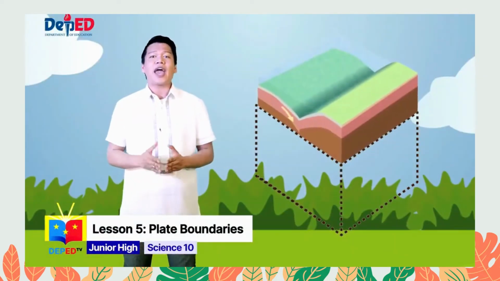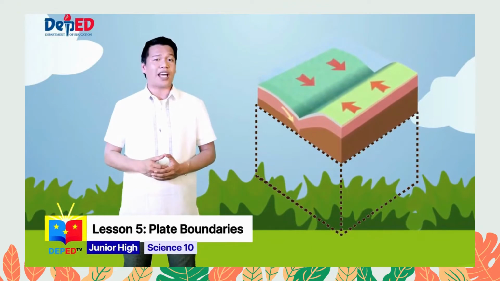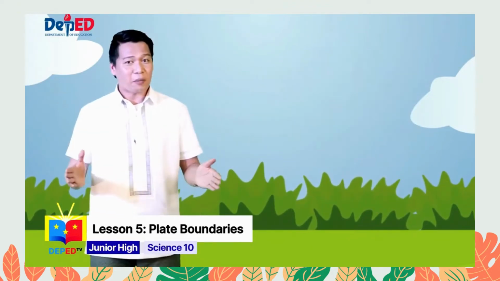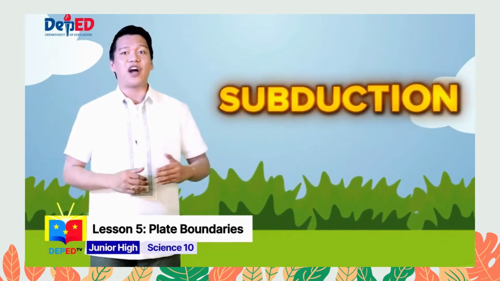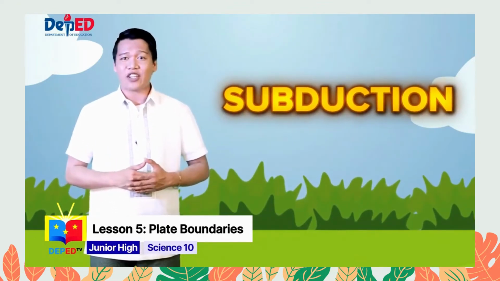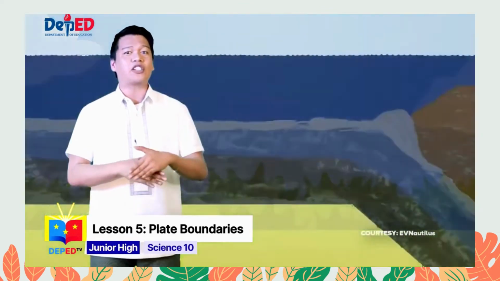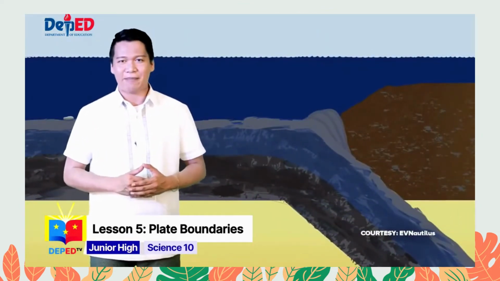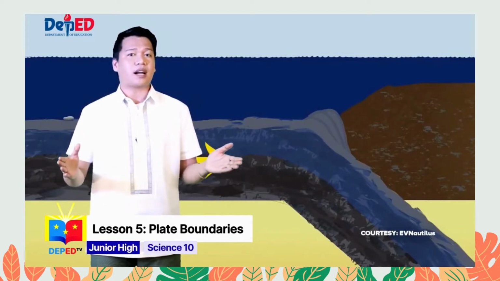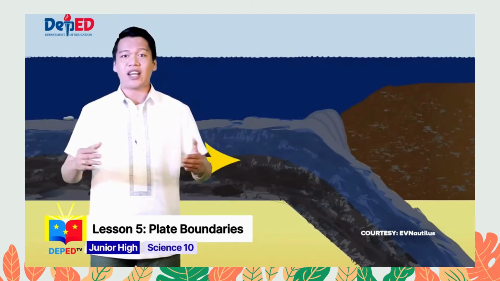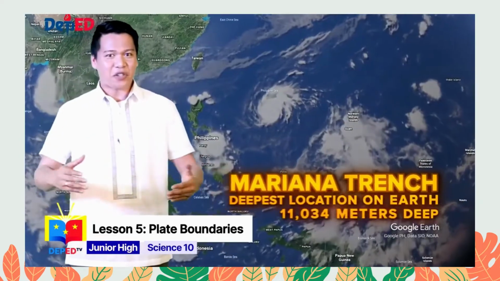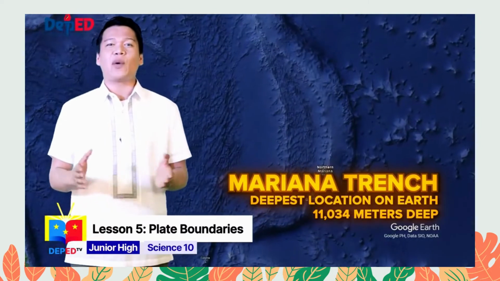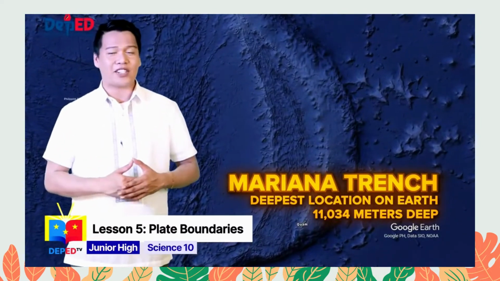In some cases, a convergent plate boundary can result in one tectonic plate diving underneath another. This process is called subduction, which involves an older, denser tectonic plate being forced deep into the planet underneath a younger, less dense tectonic plate. When this process occurs in the ocean, a trench can form. Mariana Trench is the deepest part of the ocean and the deepest location on Earth, which is 11,034 meters deep.